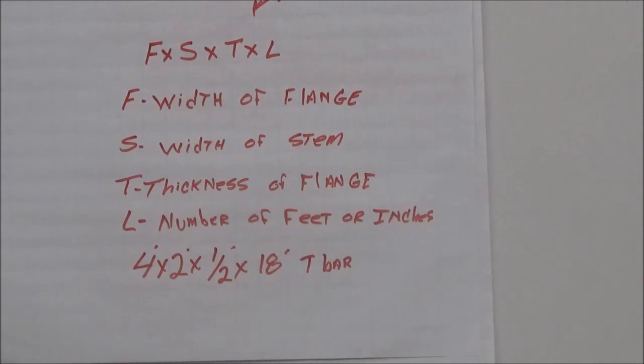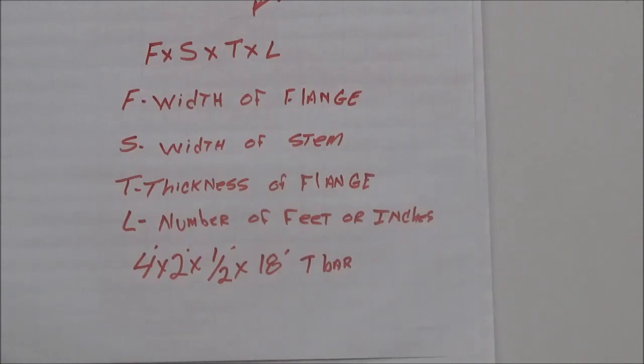And that's going to be S in our equation. And then we're going to have T, which is the thickness of the flange. Now the thickness of the flange is what we're measuring here. Not the thickness of the stem, but the thickness of the flange. And then L is going to be, naturally, the number of feet or inches that we want this cut into.